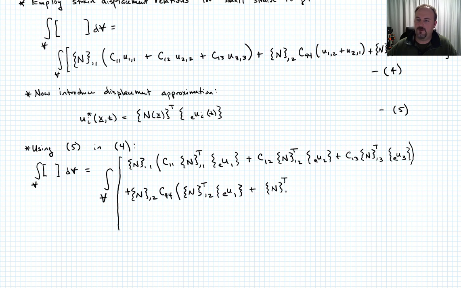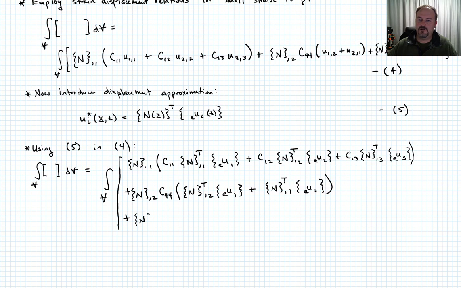N transpose with respect to x1 times the nodal displacements U2, and I need to make that a curly bracket. Okay, parentheses will close. Now let's do the same thing with that final term.